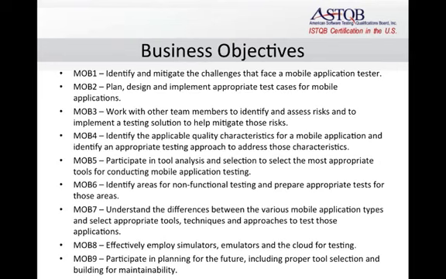Number 4, identify the applicable quality characteristics for a mobile app and identify an appropriate testing approach to address those characteristics. These are things like dealing with performance, dealing with usability, all those things that are so important in a mobile application and maybe not so important in a traditional application, especially like one you have to use at work every day. You're kind of stuck with it.